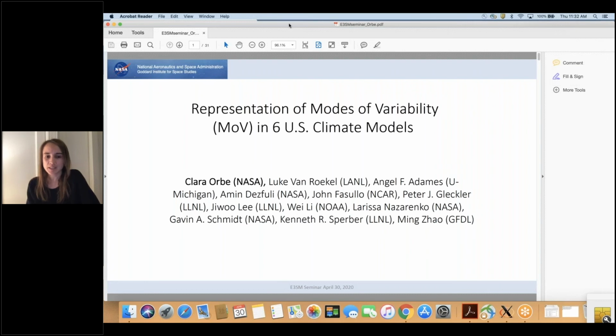As he indicated, this is work that was part of an effort to bring together different modeling centers and to get a sense of how and if the representation of certain modes of primarily atmospheric variability have improved in the latest generation of the CMIP6 models.